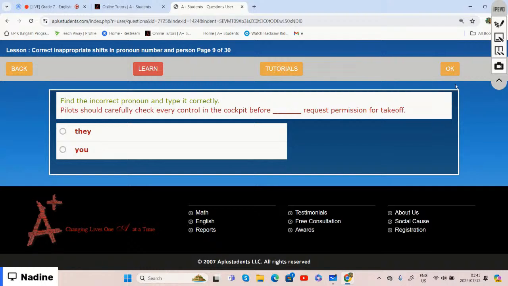Remember, if we don't know who or what we are talking about, then we can say he or she, or we can use both.